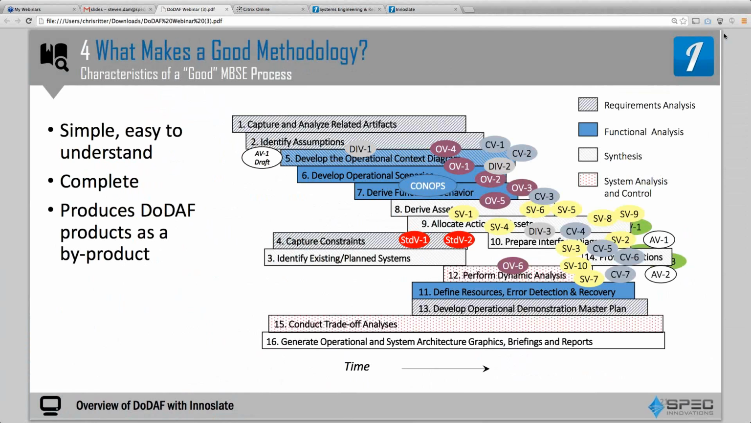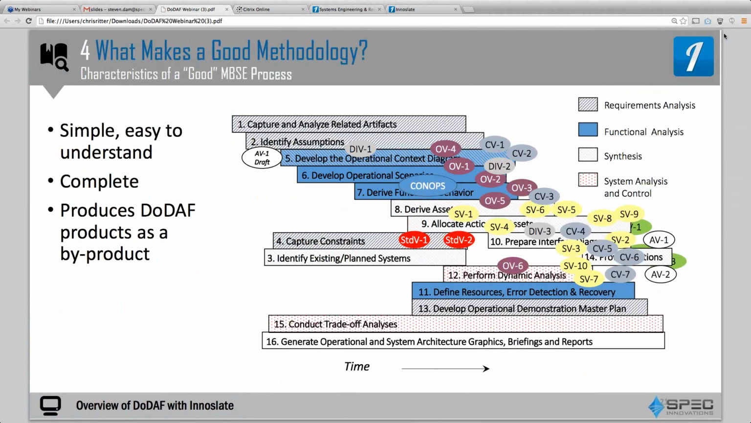Also, the process. Now, that was the second item. We had to do a process. We want something simple, easy to understand, something that's complete, that does the whole job we need, and produces the DoDAF products as a byproduct of the process. So if you look at the diagram here on the right, this is one I've been using for years, since the mid-90s. In fact, I call it middle out. It's a process that flows very nicely.